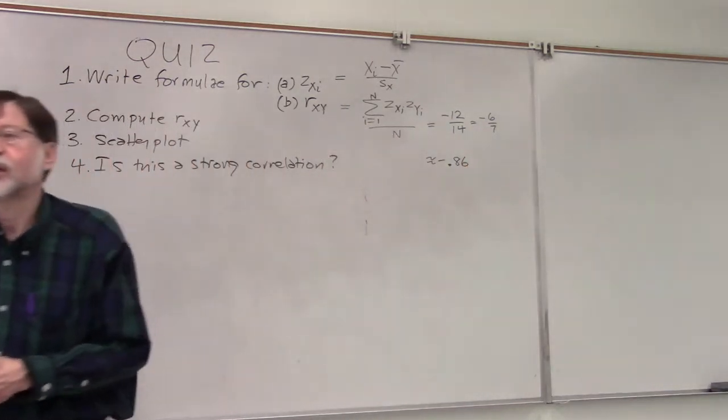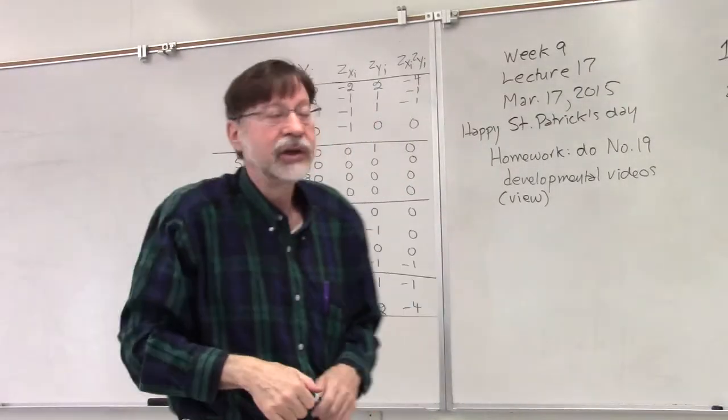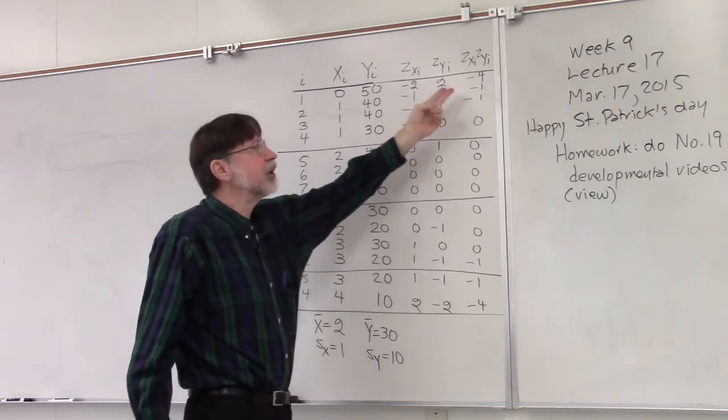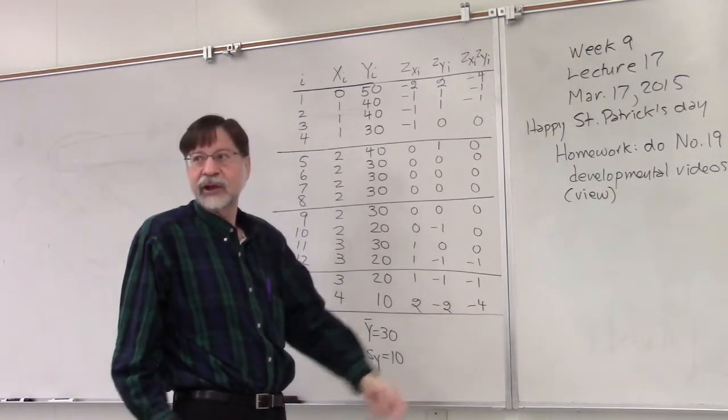All right, how many got that? All right, questions about it? What did you need to know in order to do it? You needed to know the equation for the correlation coefficient. You needed to know how to find the z-scores and how to multiply them and how to add it up and divide by n. Any questions about how to do it?